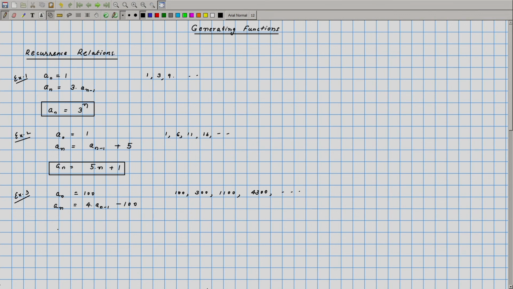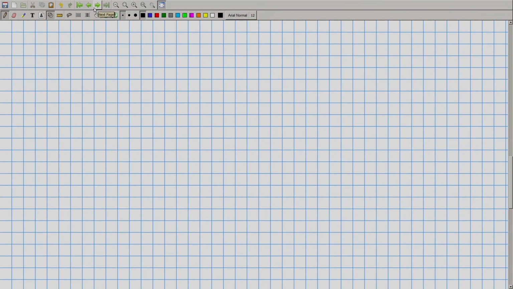For this, we will use a very powerful method known as generating function that can be used to solve these kinds of recurrences as well as much more complicated recurrences. So, let us see the basics of generating functions. So, what basically is a generating function?